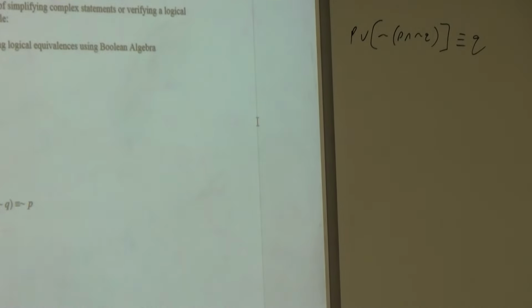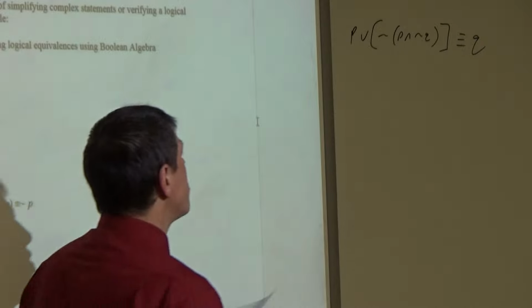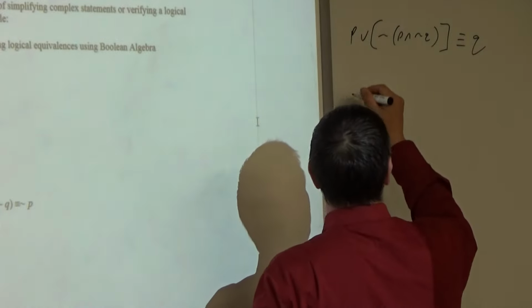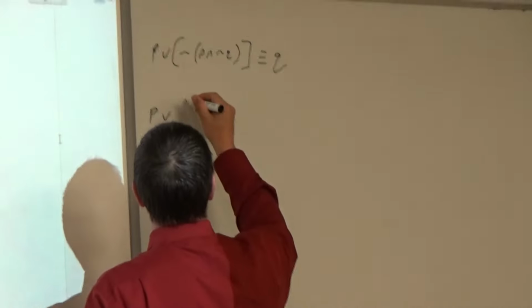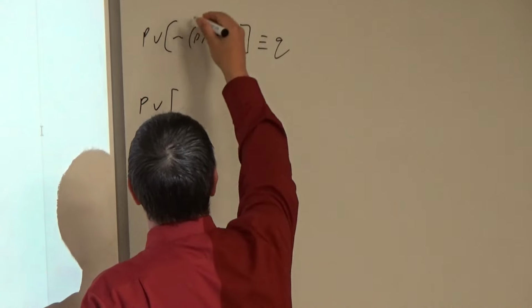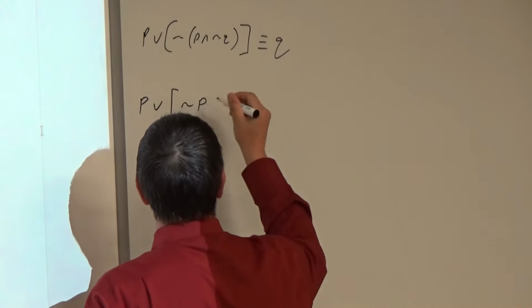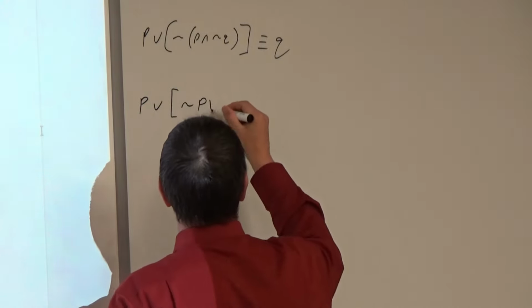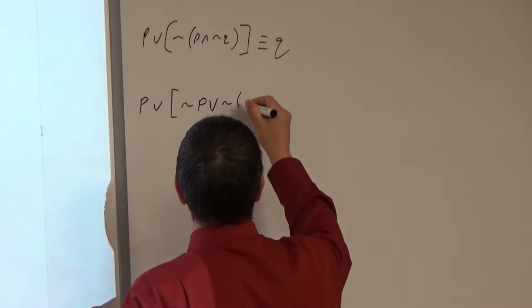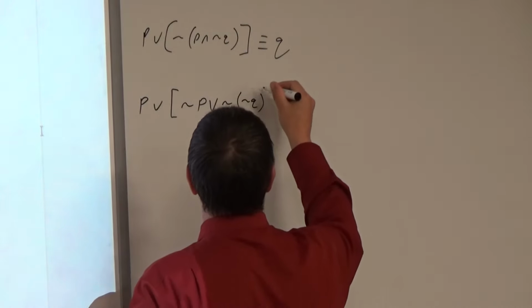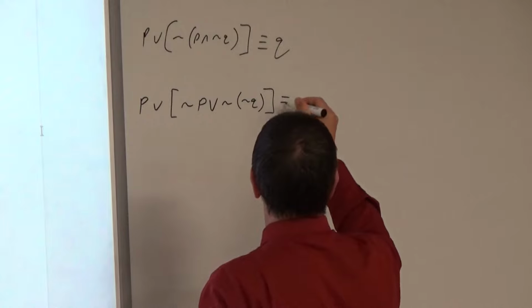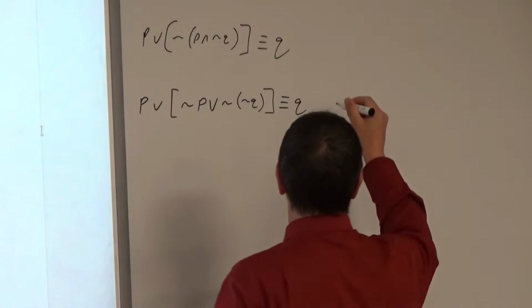and almost distribute it, okay? So this is going to turn into, by De Morgan's law, P or bracket, this hops over, so not P. The and flips to an or, and then we have not Q. And that's supposed to be equal to Q.